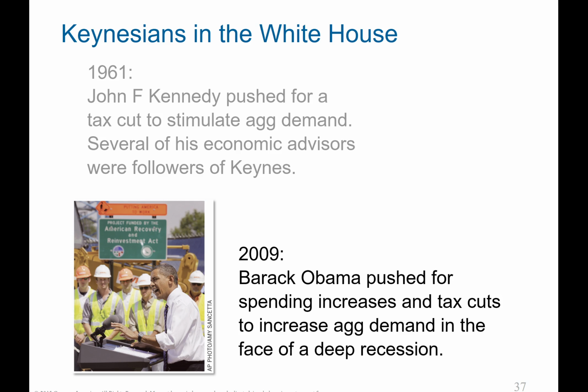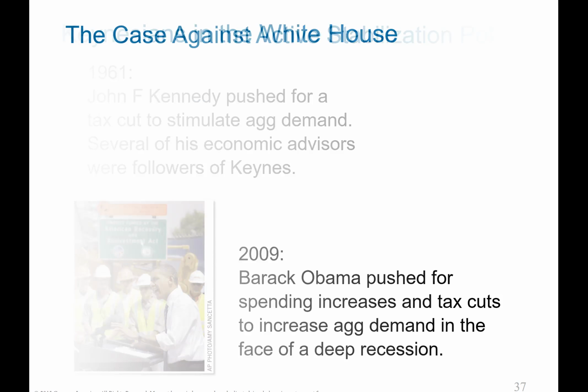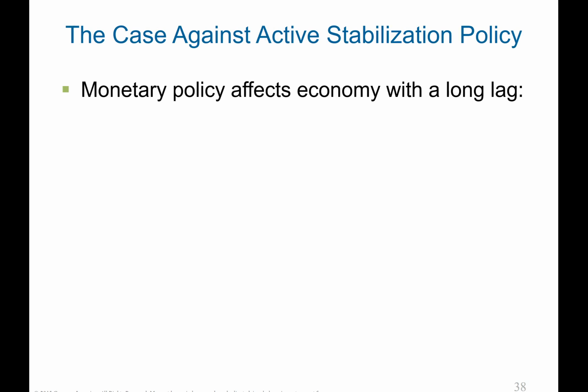In 2009, we saw with the housing crisis and the meltdown we had that President Obama pushed for spending increases and tax cuts. In fact, if you remember, there was about a $900 billion stimulus package that was passed in 2009. And you probably heard all the shovel-ready jobs and all that stuff. And that was a package intended to get the economy back on its feet and to increase aggregate demand in the face of what was going on then.